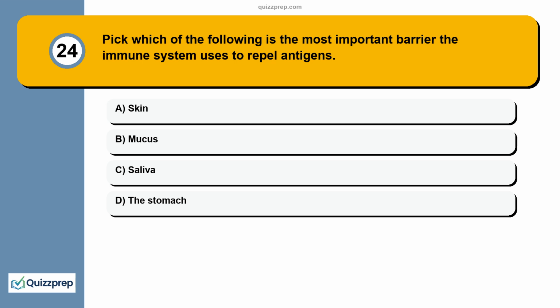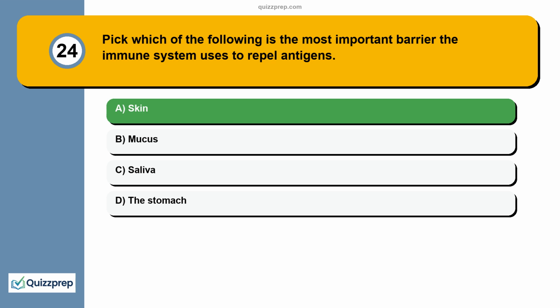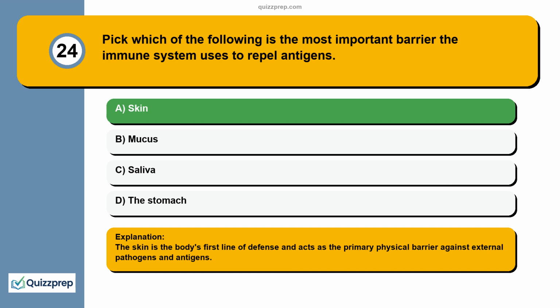Question 24. Pick which of the following is the most important barrier the immune system uses to repel antigens. Skin, mucus, saliva, the stomach. The skin is the body's first line of defense and acts as the primary physical barrier against external pathogens and antigens.